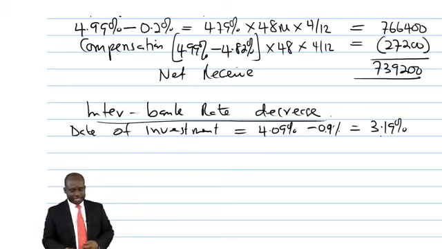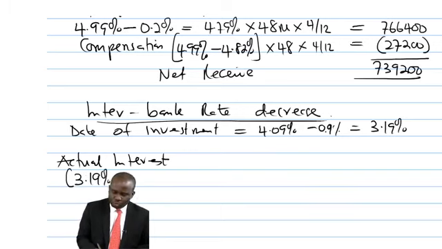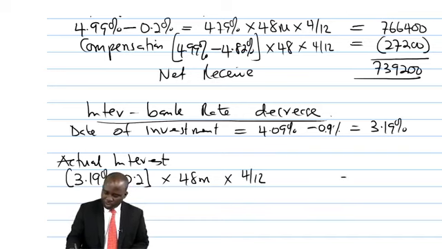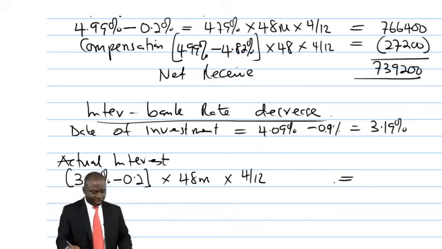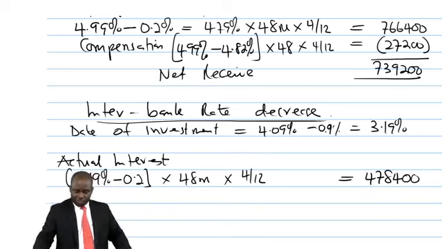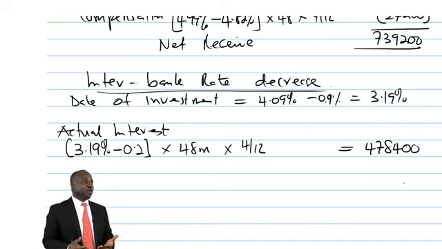And then what next? I have to get my actual interest. My actual interest is the LIBOR or interbank rate, which is 1.9%, but I get the interbank rate minus 20 basis points, and then multiply by 48 million, multiplied by the period of me investing. How much is this calculation supposed to be? 478,420. Then I need to activate the forward rate agreement.